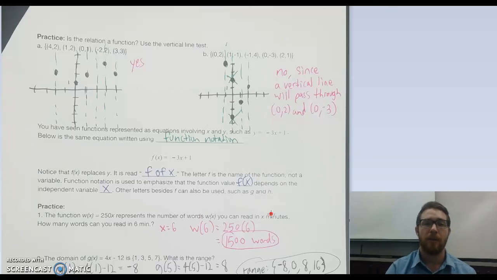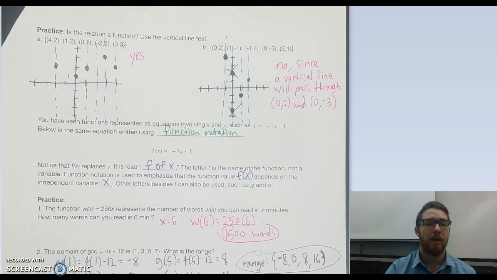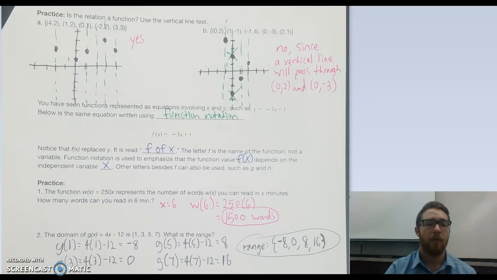Again, if x just represents minutes, that means if I replace x with 6, then I'm looking for the value of the function when x is 6. So all I do is 250 times 6, and that tells me that I can read 1,500 words in 6 minutes. So for that next question, I know the domain of that function, 4x minus 12, is 1, 3, 5, 7.